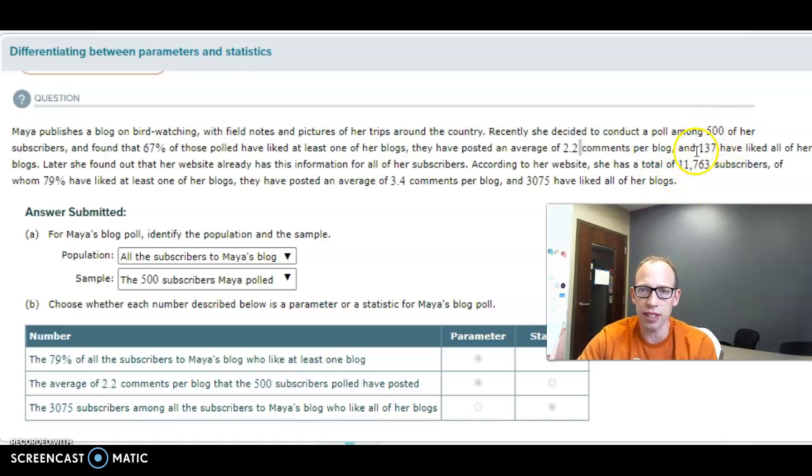These 137, that would be the sample statistic related to what portion like all of her blogs. The 3,075 would be the parameter because it's looking at the entire population.